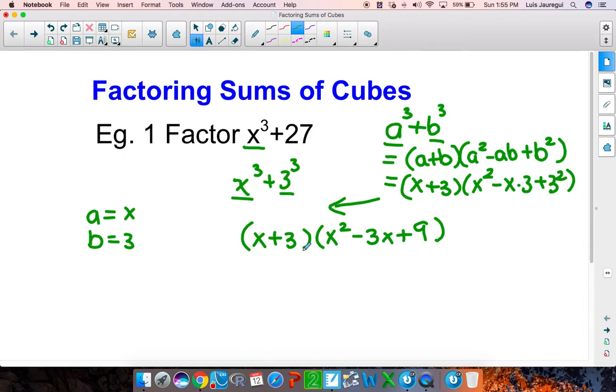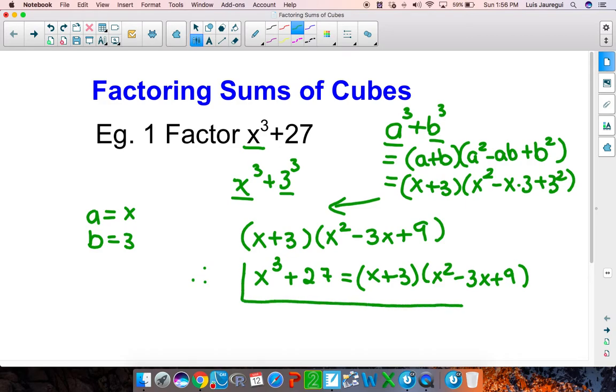Notice, since we substitute in the values, this will give us what we call the factor form of x cubed plus 27. Therefore, we can just say that x cubed plus 27 is the same as x plus 3 times x squared minus 3x plus 9 in factor form. So notice, all we were doing here was to really recognize our expression in terms of the given pattern. So let's go ahead and see another example.